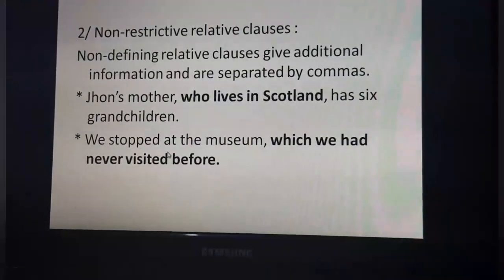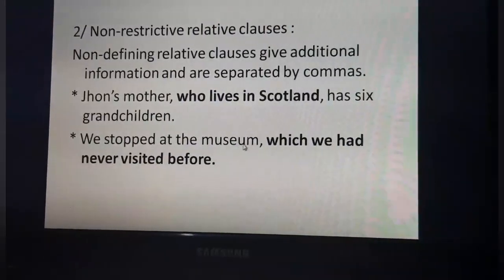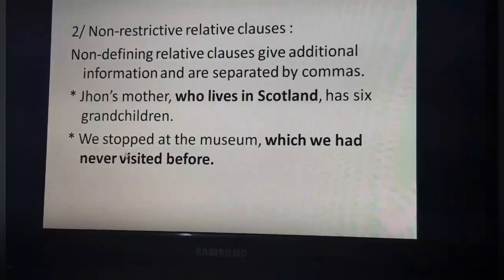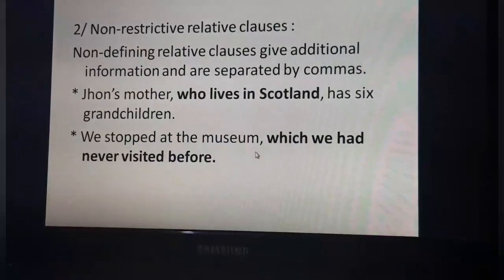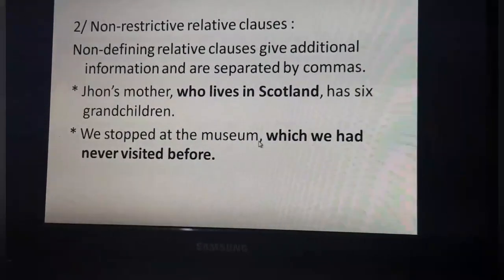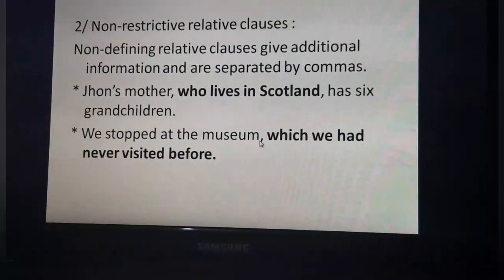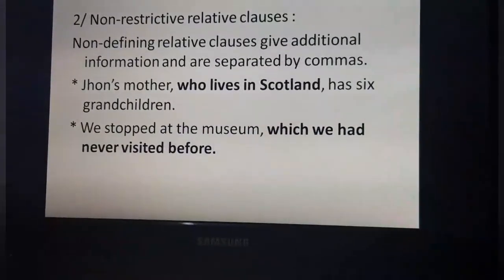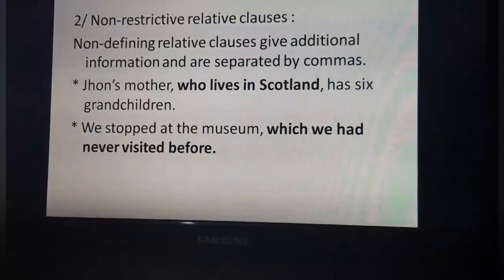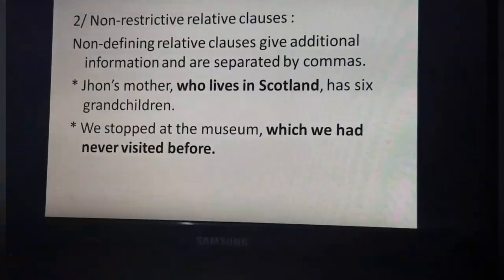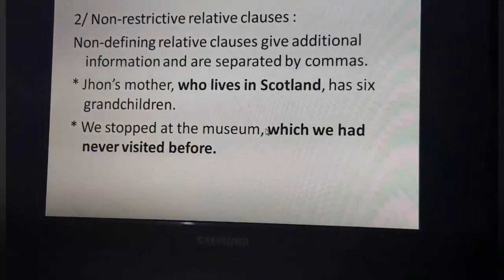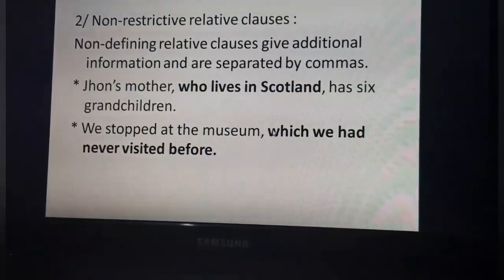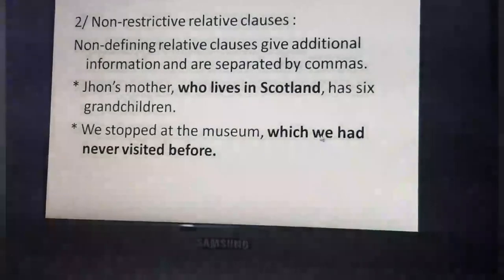Second example, we stopped at the museum والمتحف, which we had never visited before. We stopped at the museum. If I say we stopped at the museum, the meaning is clear. The sentence is correct. Okay, we stopped at the museum. But we have additional information, okay, done by the relative pronoun which. And then we have the relative clause which we had never.